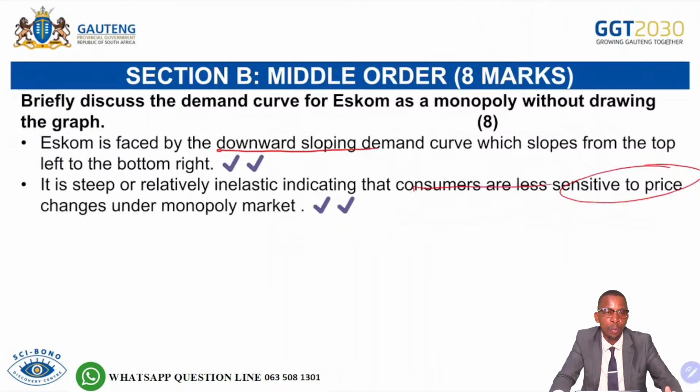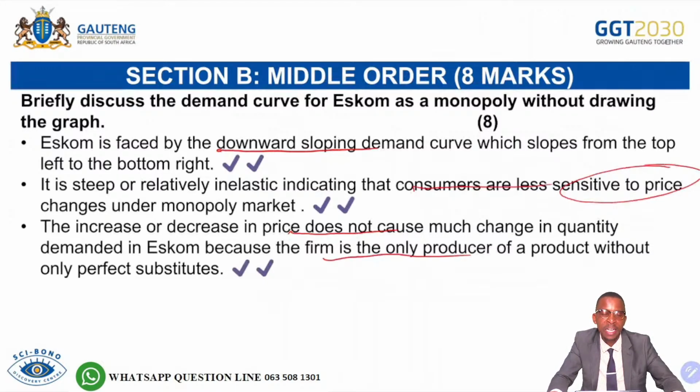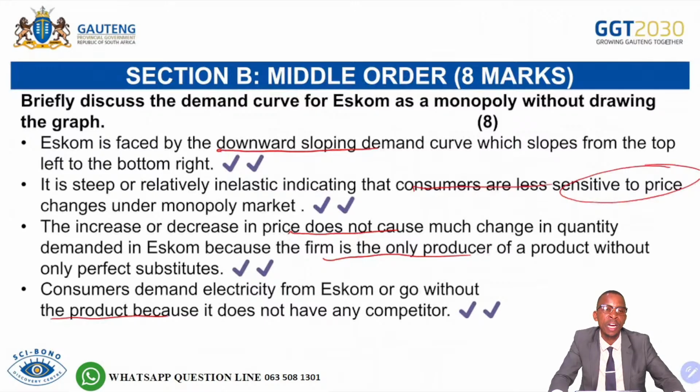So they buy from the monopoly or go without the product because they don't have perfect substitutes or an alternative product that can replace electricity. An increase or decrease in price does not cause much change in quantity demanded for ESCOM because the firm is the only producer of the product without any perfect substitute. Consumers demand electricity from ESCOM or go without the product because it does not have any competitor or provide for alternatives.